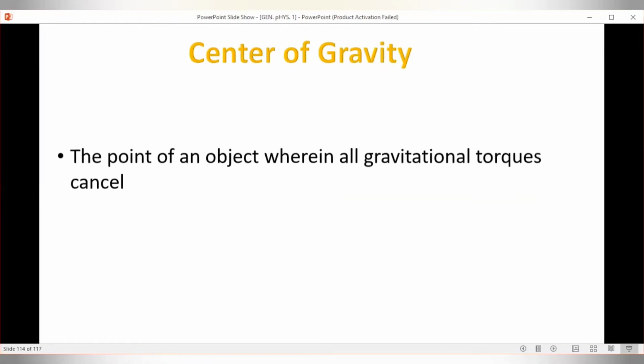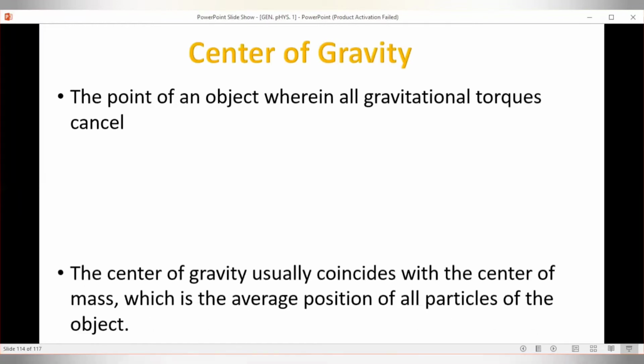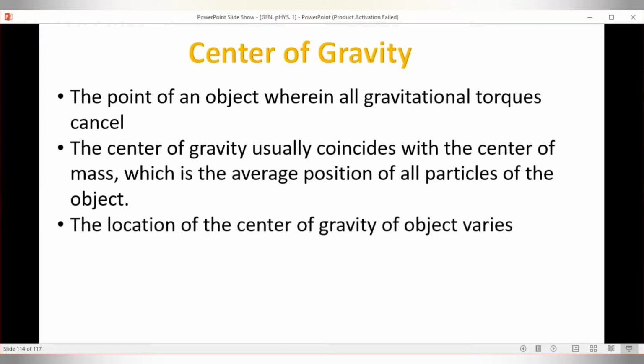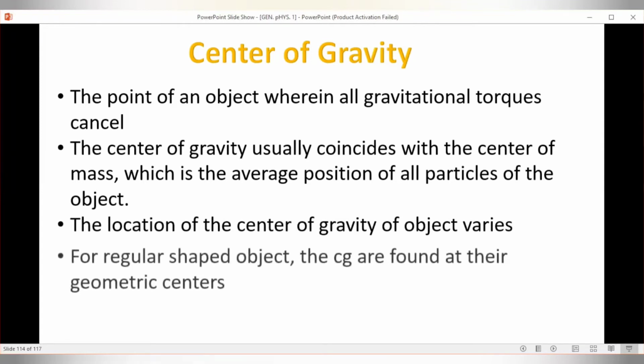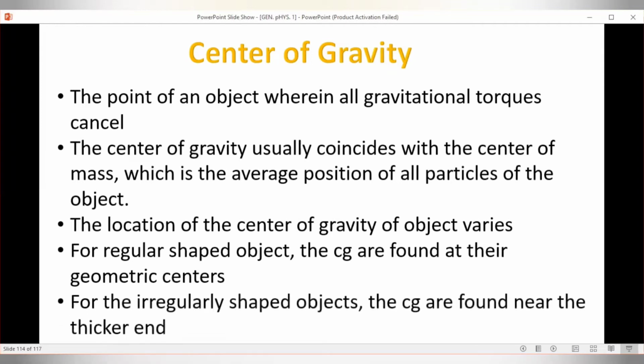Now, for us to determine the center of gravity, it is the point of an object wherein all gravitational torques cancel. And the center of gravity usually coincides with the center of mass, which is the average position of all particles of the object. And the location of center of gravity of objects varies. For instance, for regularly shaped objects, the center of gravity is found at their geometric centers. However, for irregularly shaped objects, the center of gravity is found near the thicker end.